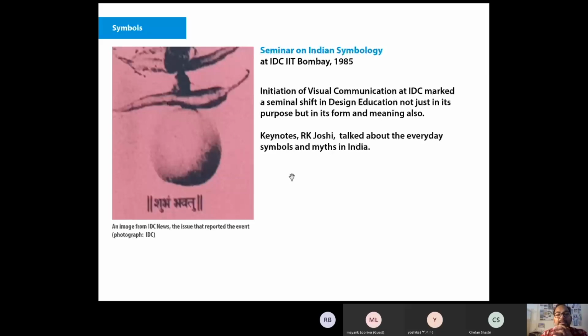One of the seminal seminars which happened during this particular paradigm or era was a seminar on Indian symbology, and this was also a way of explaining to the designers how communication design is important for everyone.